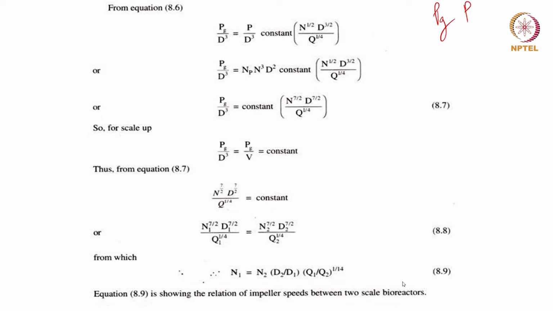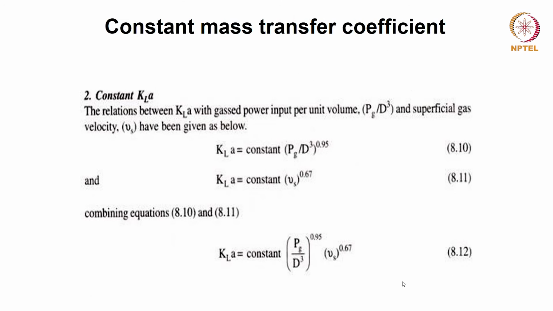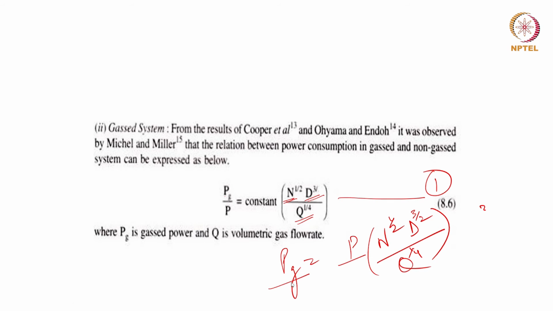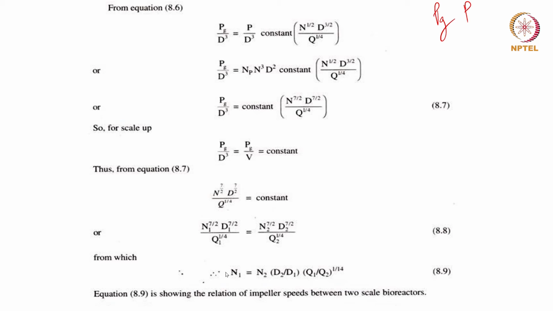Now, if we go by power per unit volume, we can further divide this equation here, both sides, by d cube. So rest is all constant, some scale factor. So constant. So the same equation 1 can be written as equation 2 as I have written here. Now this P by V and this PG by V, we know now this P by V can be given in terms of the power number.